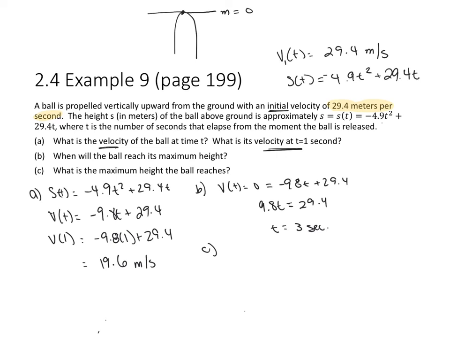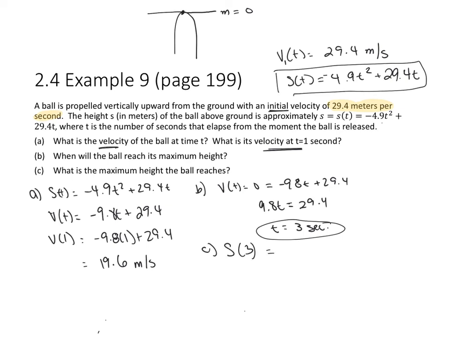Part C asks, what is the maximum height the ball reaches? So I know that the maximum height happens at t equals 3 seconds, and I have the position function here as s of t. So I'm going to do s of 3, negative 4.9 times 3 squared plus 29.4 times 3. And I get 44.1 meters. So at 3 seconds, it has its maximum height of 44.1 meters.